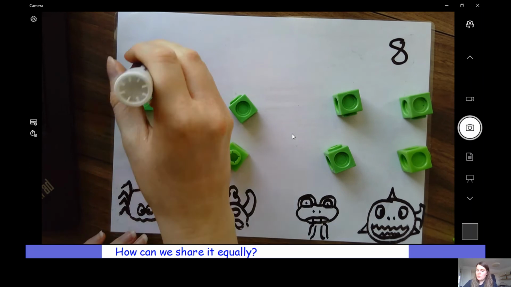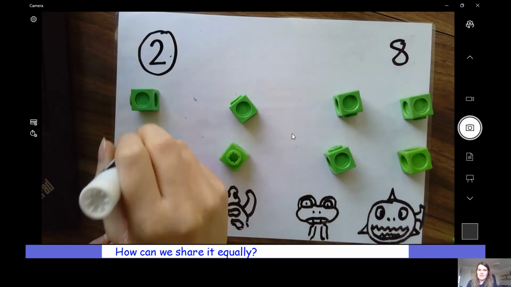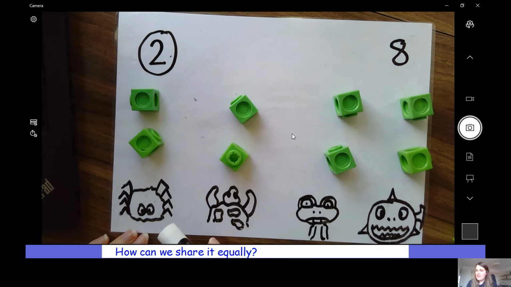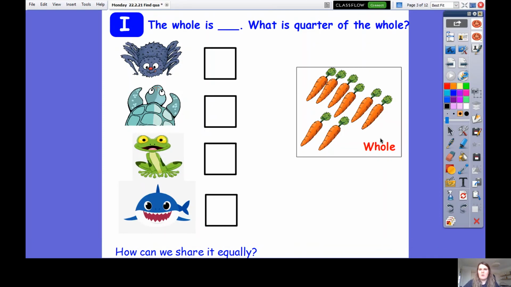So we know that quarter of 8 is 2. When we share 8 between 4, they all get 2 each. Fantastic. So we know when we share this out, they all get 2 each.